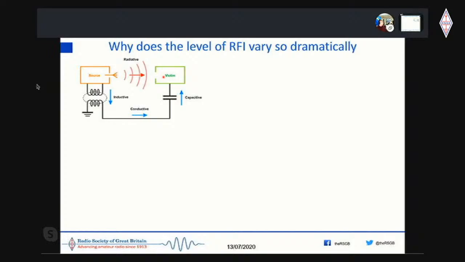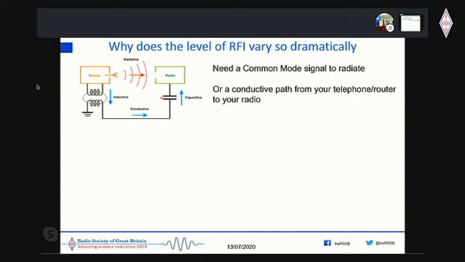You can do it two ways. It can either be radiated to the victim or it can be conducted to the victim. And in conduction, it's not only a DC short circuit that will carry it through, but you can have reactive coupling as well. So you can have inductive or capacitive coupling to a conductor that goes close to the victim and the source.